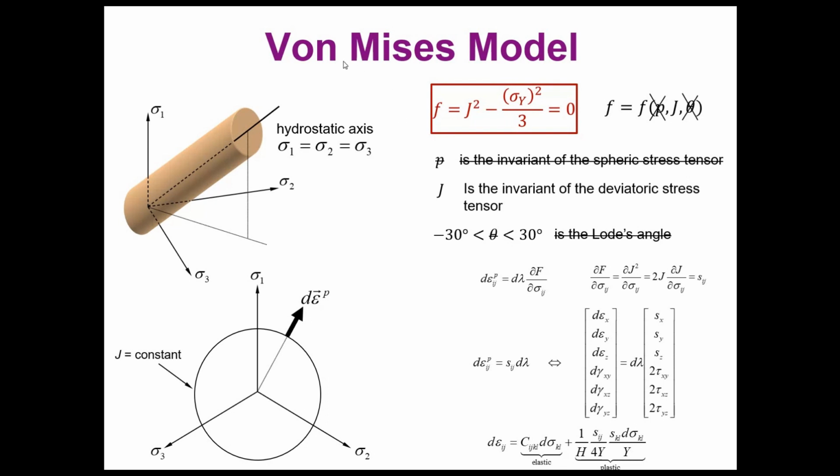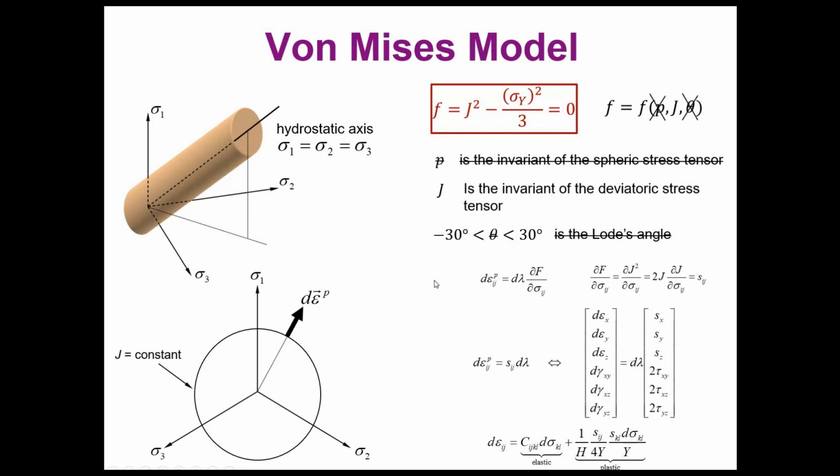This is the reason why this failure criterion is defined in terms of the second invariant of the deviatoric stress, because we are looking here for distortion that will produce failure. So this yield surface in this von Mises model of failure does not depend on the spheric stress tensor. This P is the average stress, axial stress, and it does not depend on this angle that is called the Lode's angle. That is an angle that we are not going to explain in detail, but it depends only on the second invariant of the deviatoric stress.